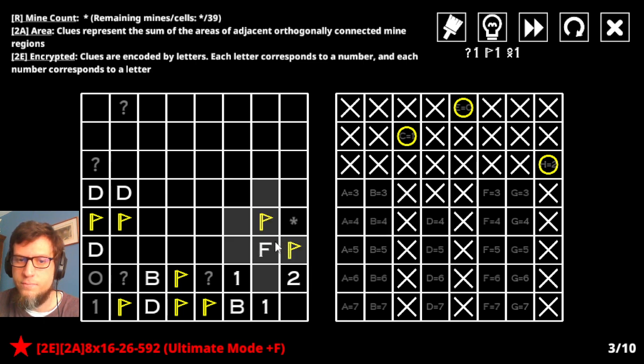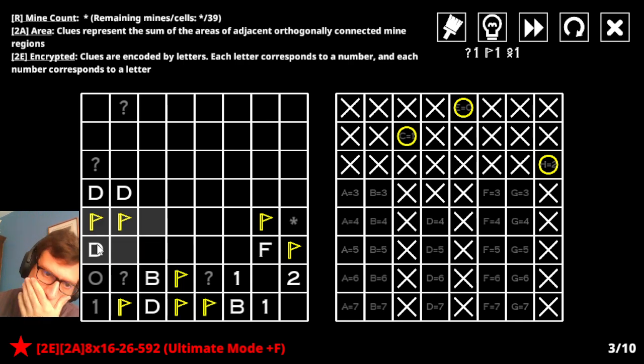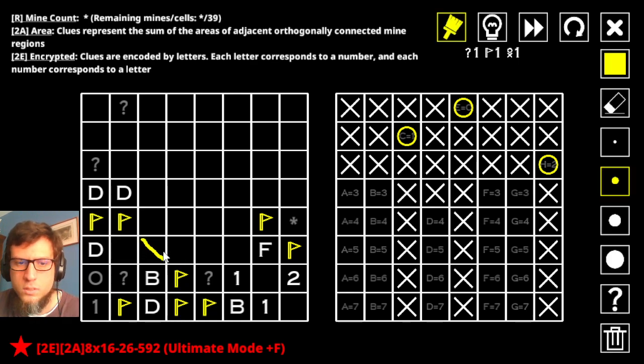Okay, then F is at least 3, but whatever. So now that we know that B must, well, we already knew that it would have to be greater than 3, or 3 or greater, that is. So let's say this is a mine, right? That would rip these apart, because, well, wait, does it? Yes, because this D has to have more mines than the B.